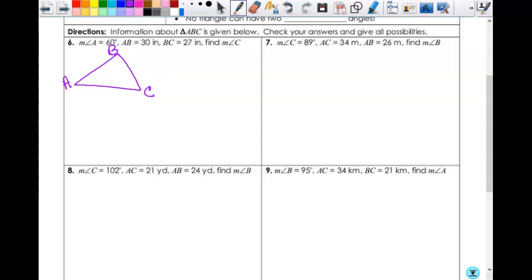So angle A is 60 degrees. The length of AB is 30 inches. The length of BC is 27 inches. And I am looking for theta. I'm looking for angle C. That's where I'm going to put my theta.